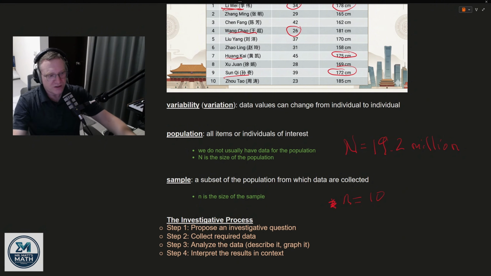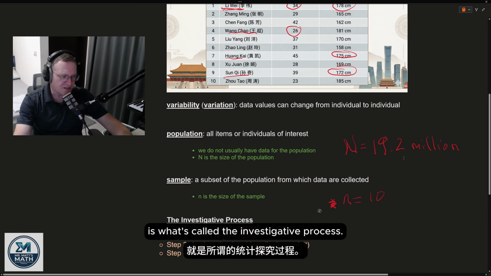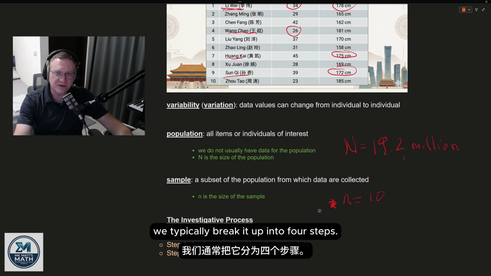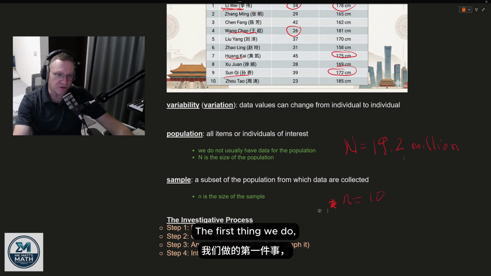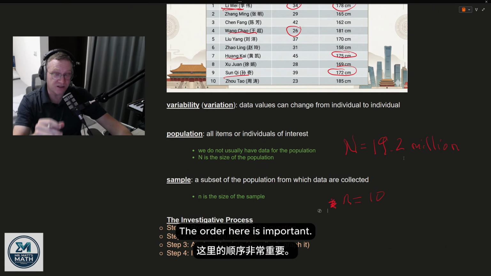Okay. So the last thing I want to talk about in this section, in topic 1.1, is what's called the investigative process. Now, the investigative process, we typically break it up into 4 steps. The first thing we do, and it's important that this is the first thing we do. The order here is important.